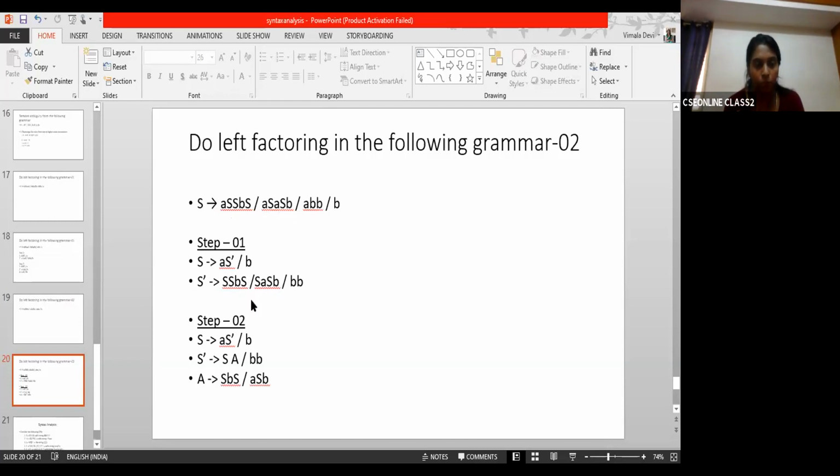So in step 2, retain the first rule as it is. Now consider the second rule. In the second rule, once again, S is the common prefix. So write S. For the remaining suffix, you write A. And you finish the problem like this. If you are getting the same solution, well and good. I hope you all got the same solution. Would you please reply in the chat box?